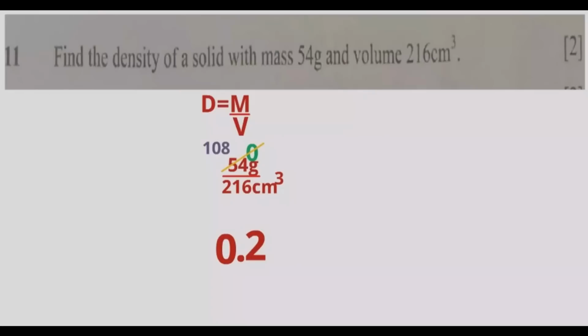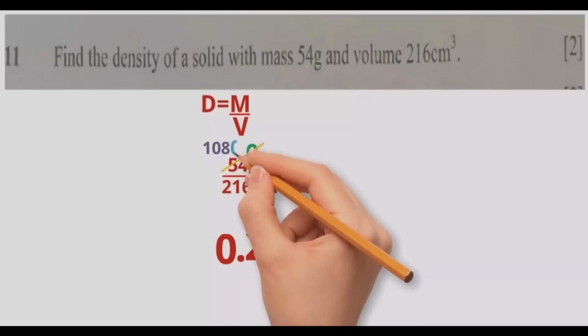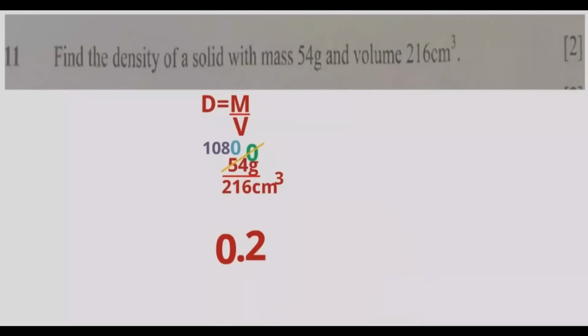Can 216 go into 108? It can't, so we put a 0 after 108 so that it becomes 1080. Can 216 go into 1080? Yes. How many times? 5. Is there any remainder? No. Since there is no remainder, our calculation has ended, and that is the density.